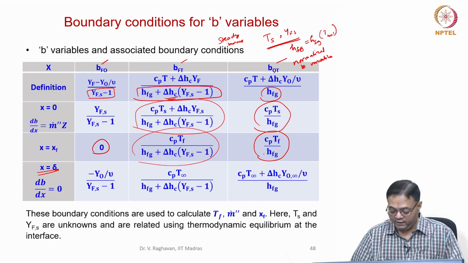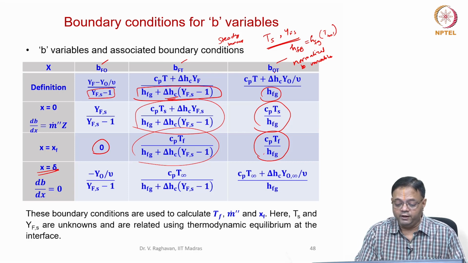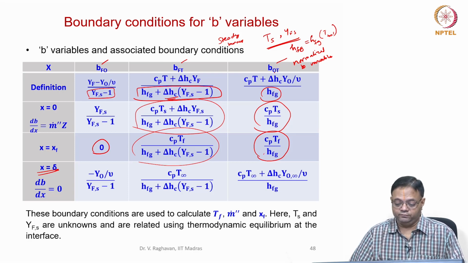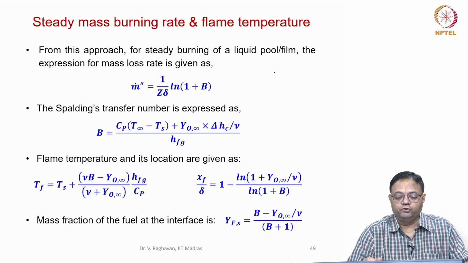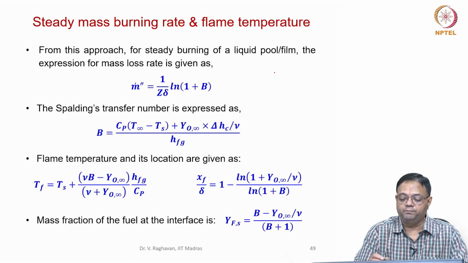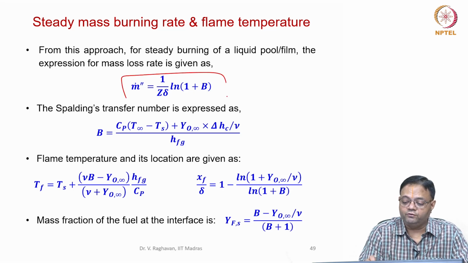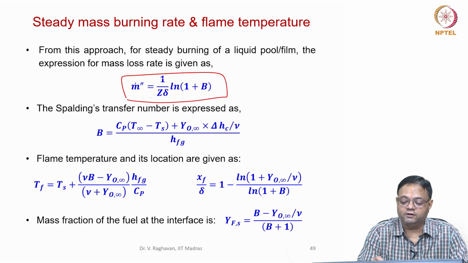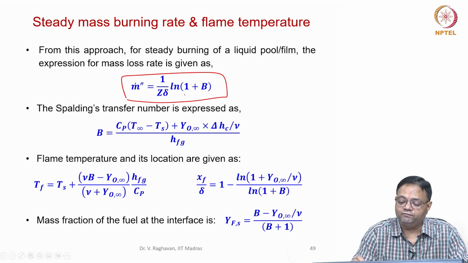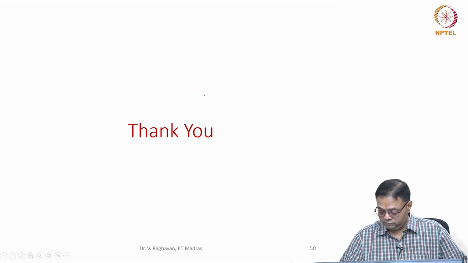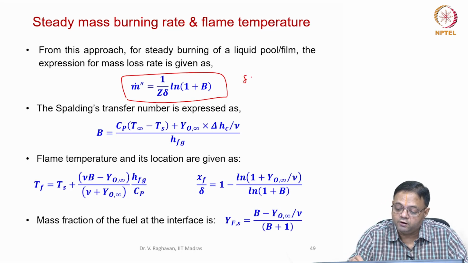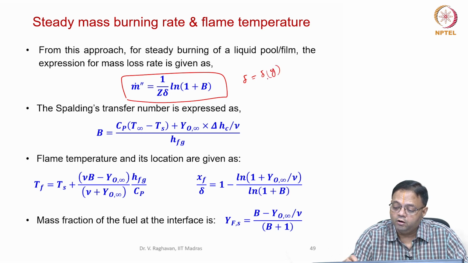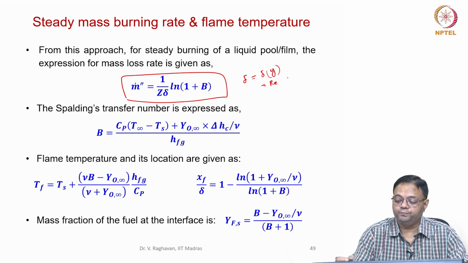Then what I will do? I can get the values of the TF, m dot double dash and XF. How? These are the solutions. So, after solving that B numbers, I will now solve for the mass burning rate divided by the unit area, which is nothing but 1 by Z del. Del is the boundary layer thickness, which can be got as a function of Reynolds number. It is a function of Reynolds number.